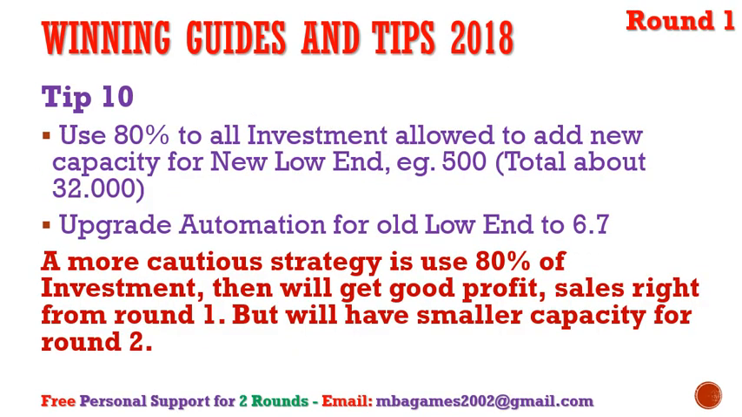Tip number 10, use about 80% on investment, maybe 90% is okay. And very important, we add about 500 or 400 capacity for new product, low-end product in this case. If we use about 80%, we spend a little bit less and we can get good net profit and also good sales from round 1, and in later rounds, from round 2, we can get more investment.